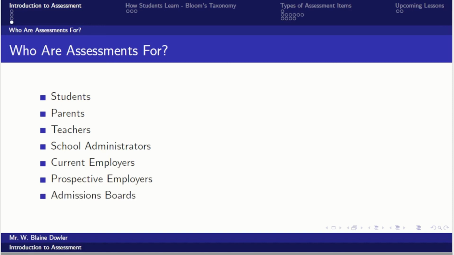And the last major group to use assessments would be admissions boards. In the States, the SAT and ACT are big. Here in Canada, or at least in this province of Alberta, we've got diploma exams. These are standardized tests done near the end of high school so that colleges and universities have some understanding of whether or not the students are prepared and ready to succeed.